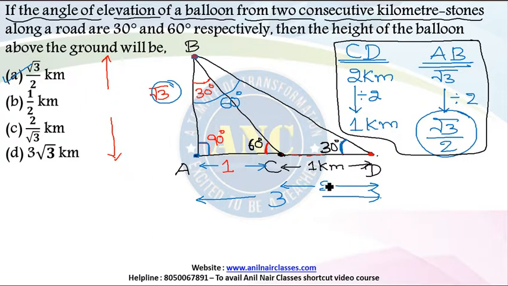Simple, here only you can represent. According to my assumption, CD is 2. According to question it is 1. So it is divided by 2. Similarly, all these things should be divided by 2 in that case. It should be 3 by 2, it should be 1 by 2. This also should be root 3 by 2. Simple, over, answer. So you don't need to write all these things.